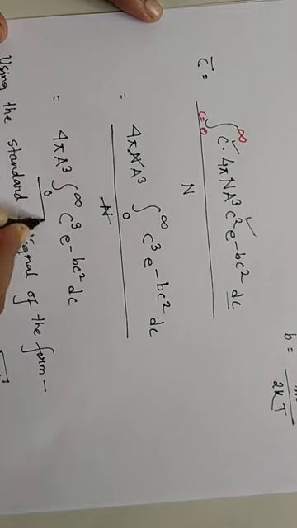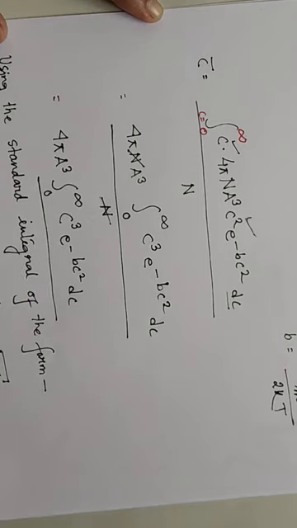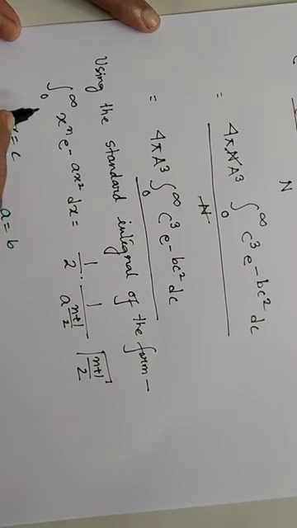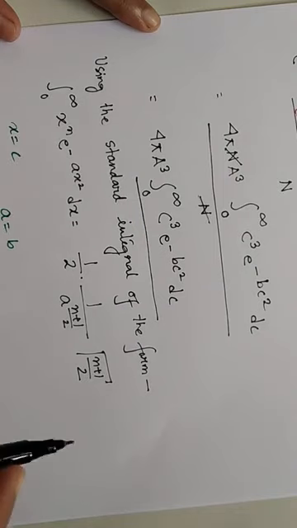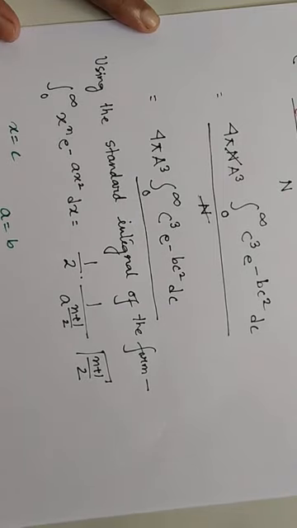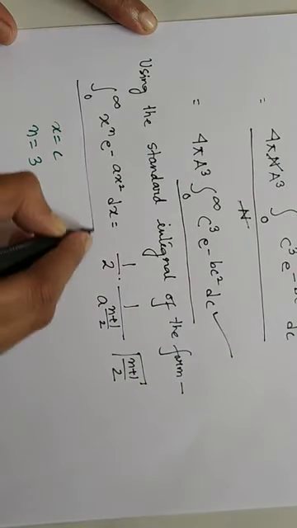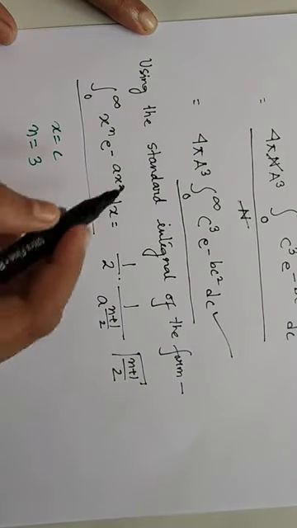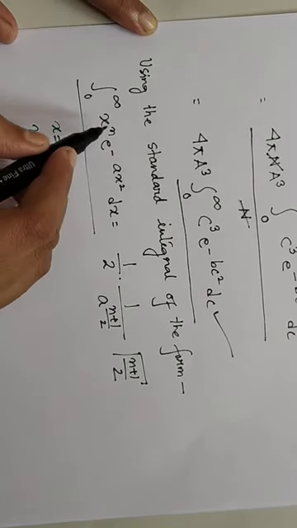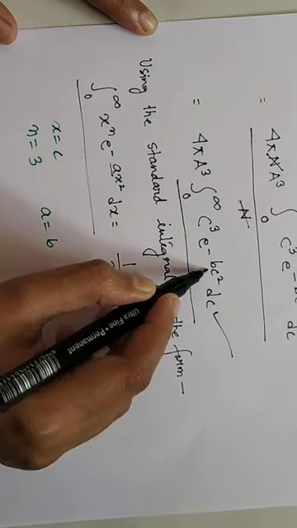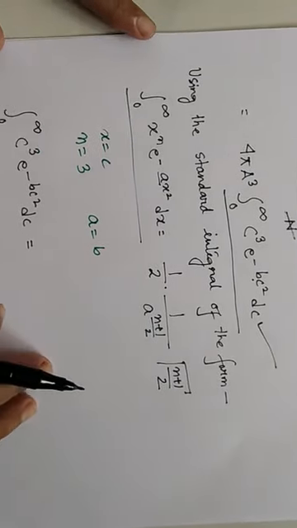Now see, again this is similar to the standard integral form that we have been using. This is our standard integral, which is the integration 0 to infinity x to the power n e to the power minus a x square dx, and this is the value of this integration. If we compare these two integrations, you see here x is similar to c, n is 3 and a is b. So we have written these values.